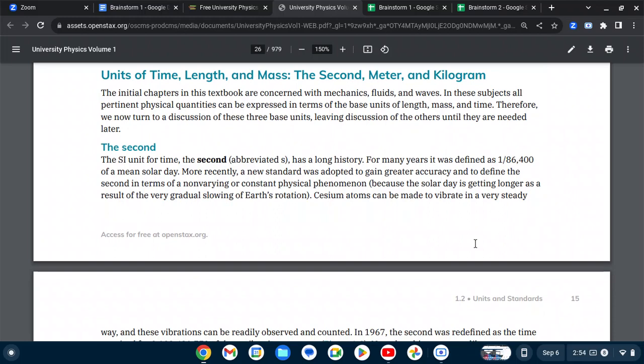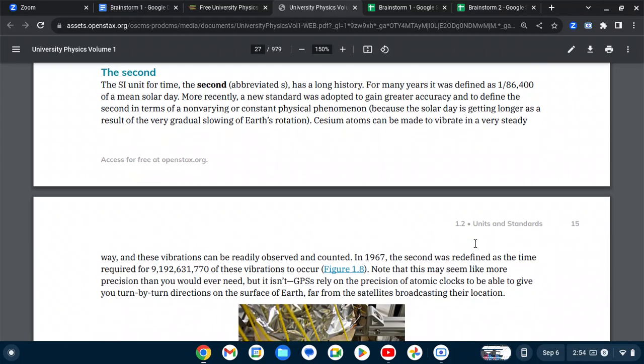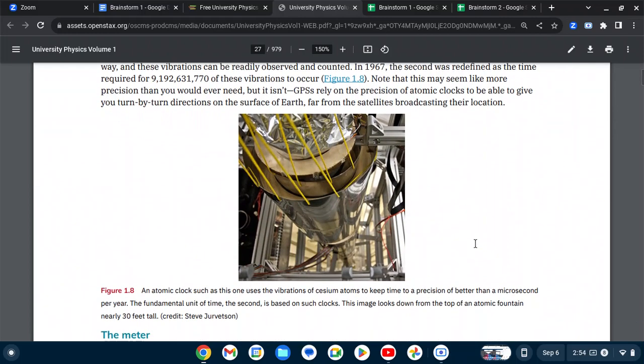The second. The SI unit for time, the second, has a long history. For many years, it was defined as 1 over 86,400 of a mean solar day. More recently, a new standard was adopted to gain greater accuracy and to define the second in terms of a non-varying or constant physical phenomenon. Cesium atoms can be made to vibrate in a very steady way, and these vibrations can be readily observed and counted. In 1967, the second was redefined as the time required for 9,192,631,770 vibrations to occur.